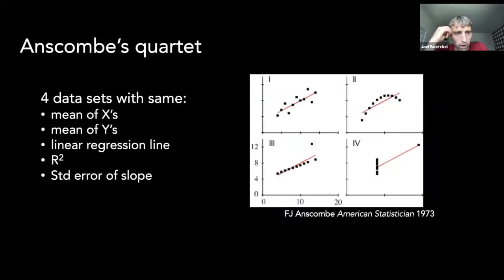Okay, so what do we mean by show the data, and why do we want to show the data? So I want to show you these 4 data sets that come from this guy Anscombe back in the 70s, and he put these 4 data sets together that have the same summary statistics. So they have the same mean of the x's, the same mean of the y's, the same linear regression line, the same r squared for these regressions, and the same standard error of the slope. Now, looking at this data, we can tell right away, these data sets are not identical, right? But all of the summary statistics that we often report are the same. So it's really critical that we actually show the data rather than just showing summary statistics.